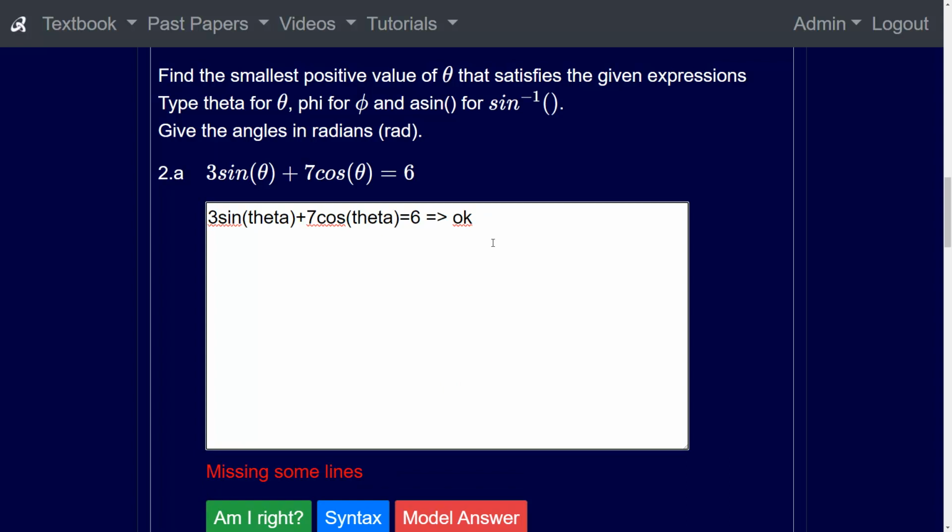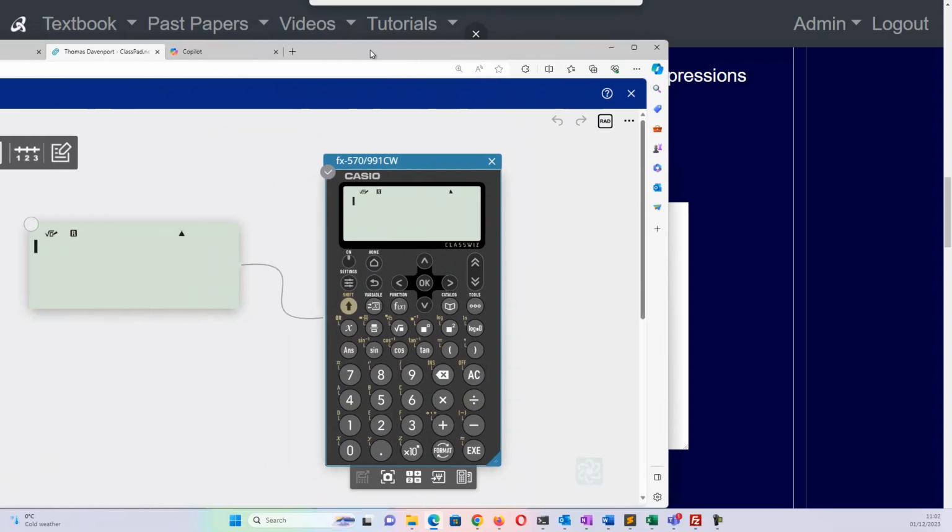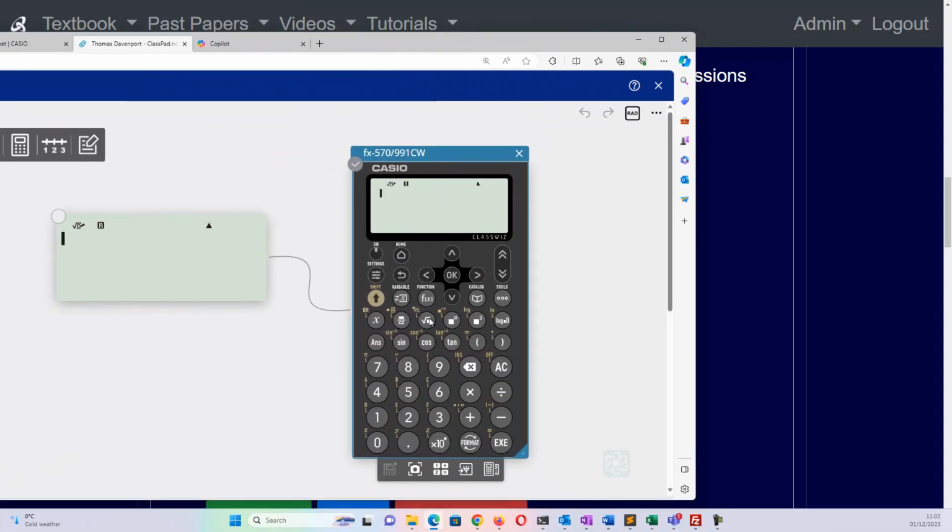Okay, so now we're going to say that r is equal to the square root of 3 squared plus 7 squared, and we'll calculate that with a calculator. So we want the square root of 3 squared plus 7 squared equals, and that's root 58, and I would like to store that.